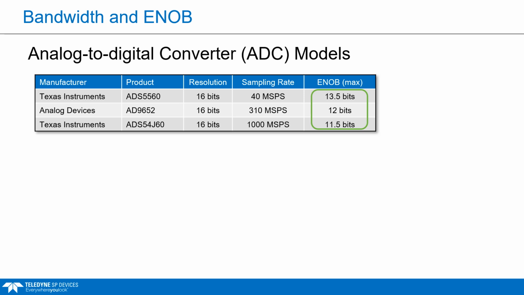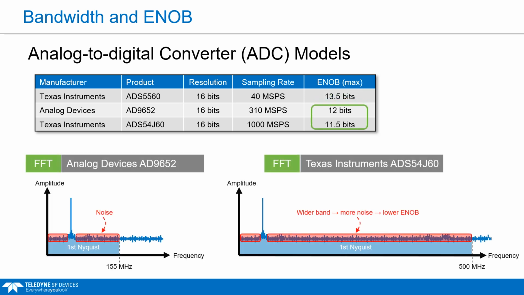The underlying reason is simple to understand. It is intuitive that an ADC with higher sampling rate supports a wider band, which contains more noise, and this negatively affects ENOB. This is illustrated in the bottom figure with the Analog Devices ADC to the left and the Texas Instruments ADC to the right. Due to the difference in sampling rate and corresponding Nyquist zones, the ADC to the right captures much more noise, which leads to lower ENOB.